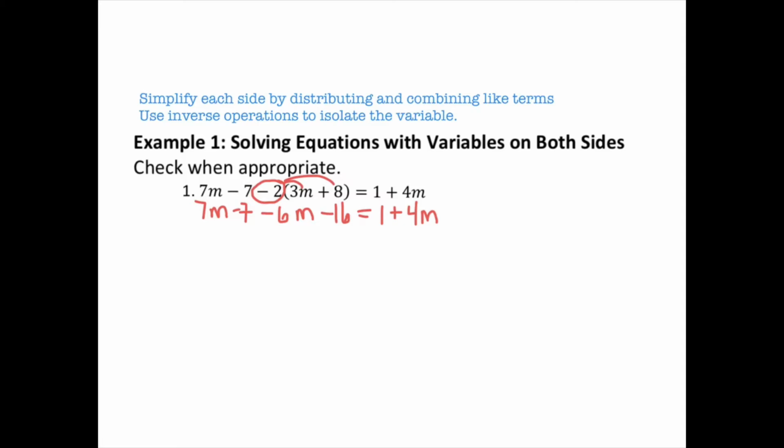As always, after distributing, I'm going to try to combine like terms. So I have my variable term, 7m minus 6m is just going to be 1m, and then the negative 7 minus 16 will be negative 23. That's what I get from combining like terms. My right-hand side is the exact same. It's already simplified. There are no like terms, and there's nothing to distribute on the right-hand side of the equation.